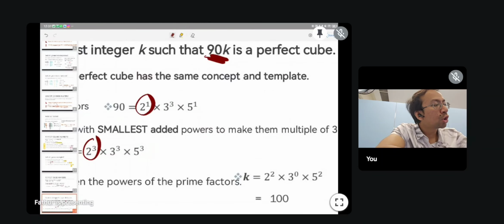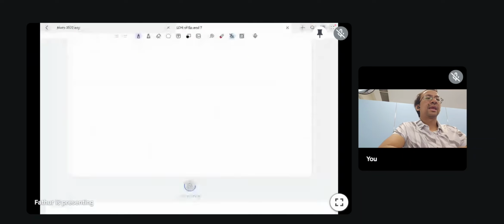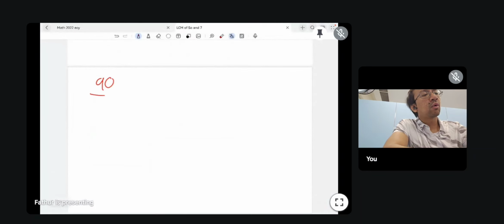Last but not least, we are going to talk about over k. Let's say I give you 90 over k is a perfect cube. Now over k means you need to take out the power, right? Find the power smaller than the current power. So what's the minimum requirement for a power to be multiple of 3? 3. The power must be 3. That's the smallest. Anything less than 3 does not meet the requirement. Anything less than 3 is not a multiple of 3, right? Take out the whole thing.